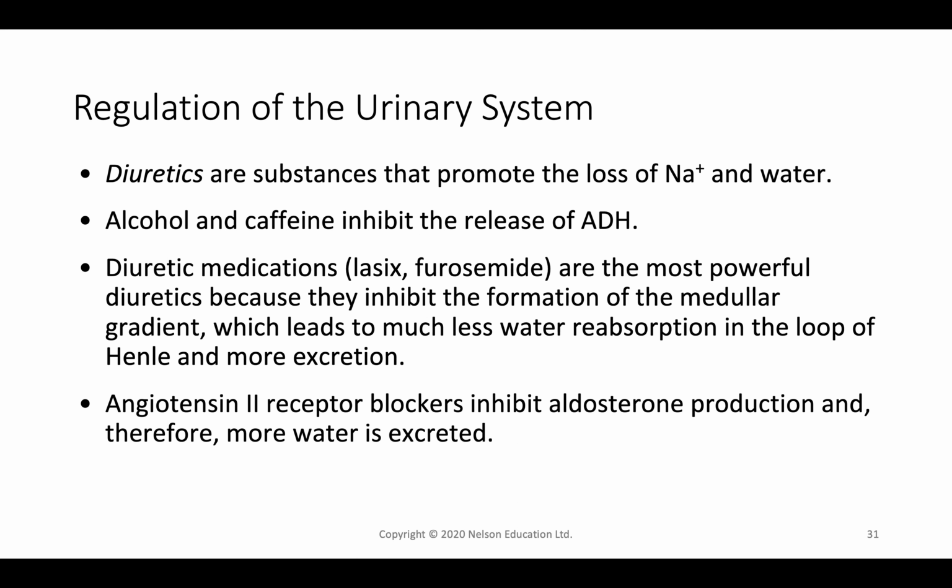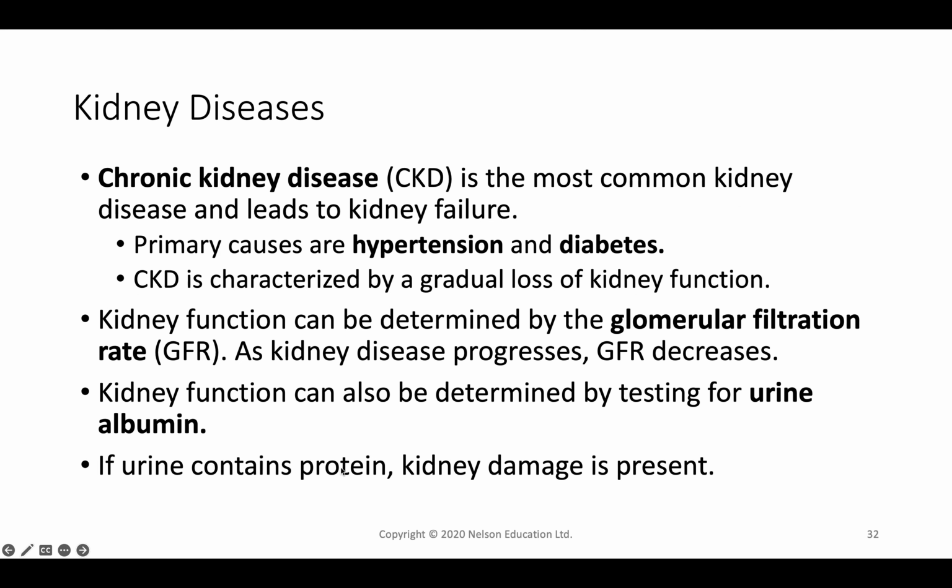Diuretic medications are going to basically work because they inhibit the formation of a gradient. Remember, we talked about the gradient being how we're going to concentrate the urine, which is going to lead to less water being resorbed, meaning that we're going to have more water excreted. We also have angiotensin 2 receptor blockers. So these are going to block, obviously, the receptor for angiotensin 2, which inhibits the production of aldosterone and therefore also leads to the excretion of water.